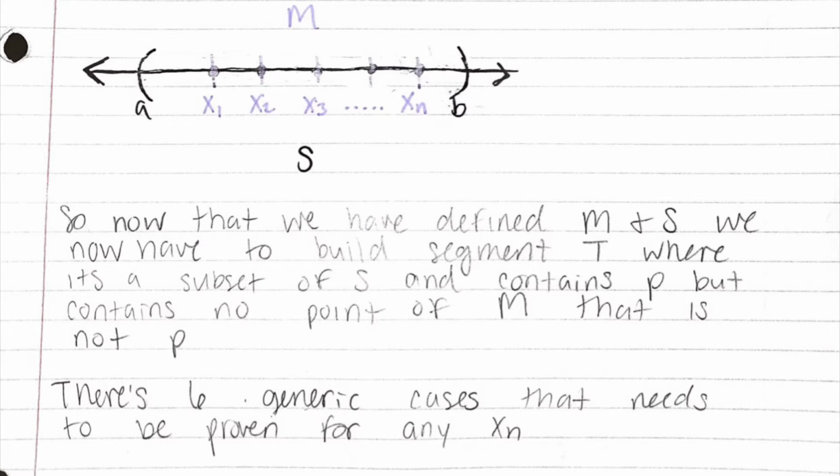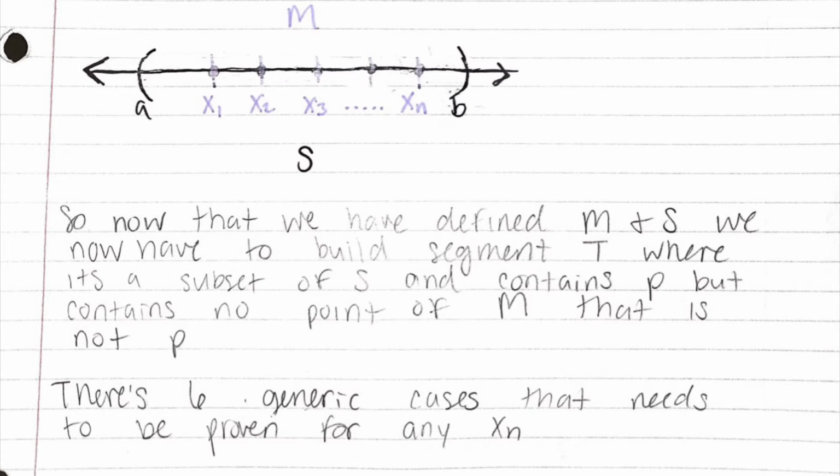So now that we have defined M and S, we now have to build a segment T where it's a subset of S and contains P, but contains no point of M that is not P. So originally when I read this, I thought that we had to create 3 segments and then somehow combine them with another segment. I don't know, I was so confused. But that's not the case.